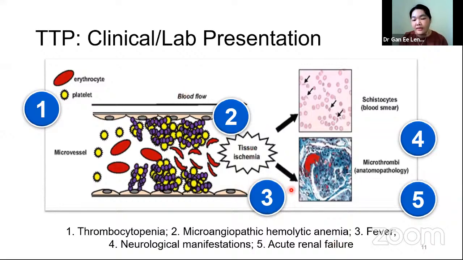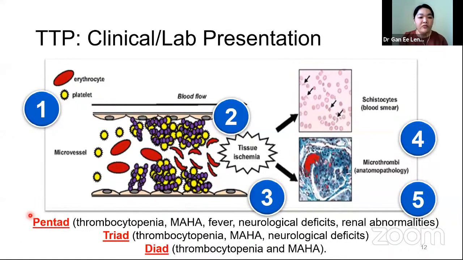As this is an autoimmune disease, patients most of the time have fever, but usually not the very high spiking fever with chills and rigor, but rather low-grade fever. And also, depending on the site of thrombosis, we might have neurological manifestation as well as acute renal failure. The reason I put these 5 clinical presentations up is that conventionally, historically, we describe TTP as a pentad of thrombocytopenia, MAHA, fever, neurological deficit, and renal abnormality.